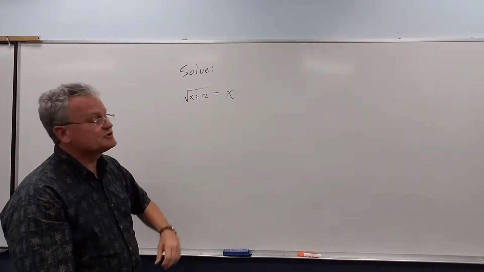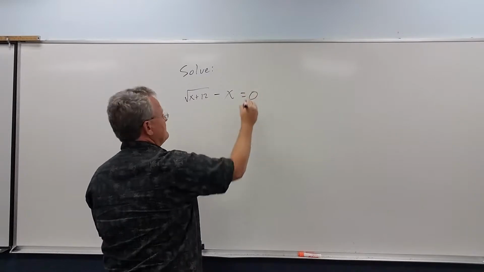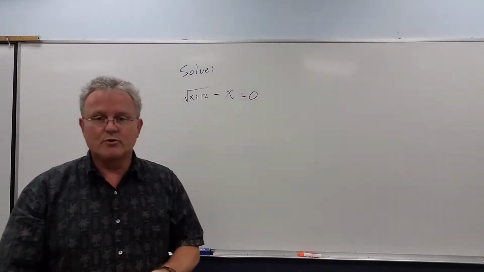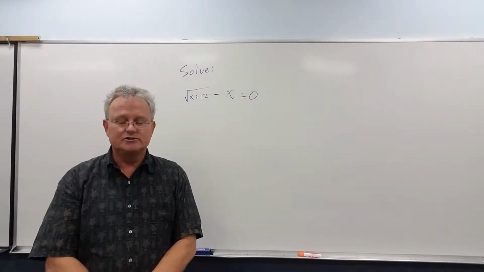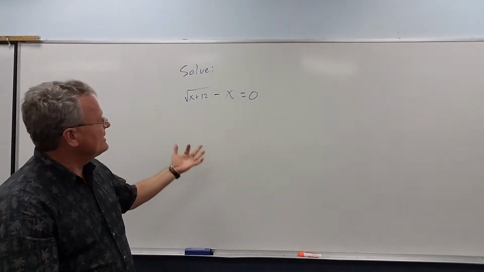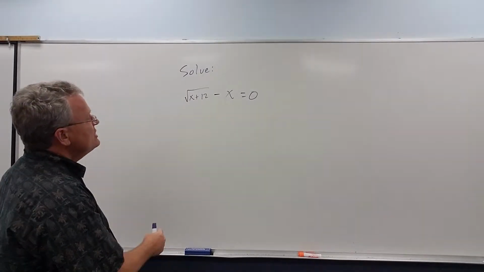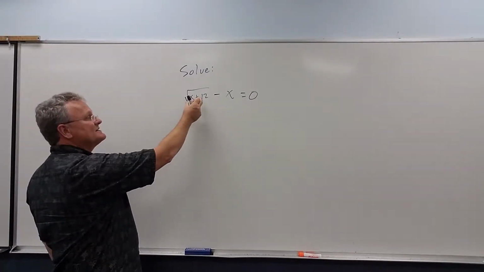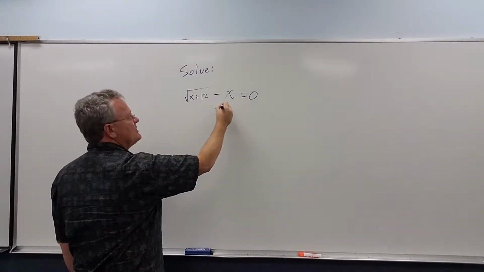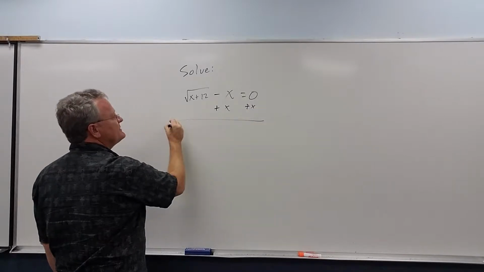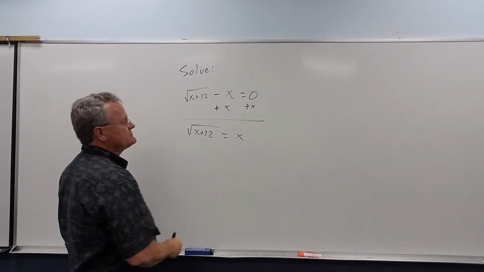Now I'm going to solve this square root equation. Actually, let's start it like this. And we're going to end up with this quadratic equation, which is really the next topic in algebra part 4. But this will work out pretty easy. So again, the idea is to get the square root by itself. You want that on the other side. So when I add x to both sides, we get the square root of x plus 12 equals x.